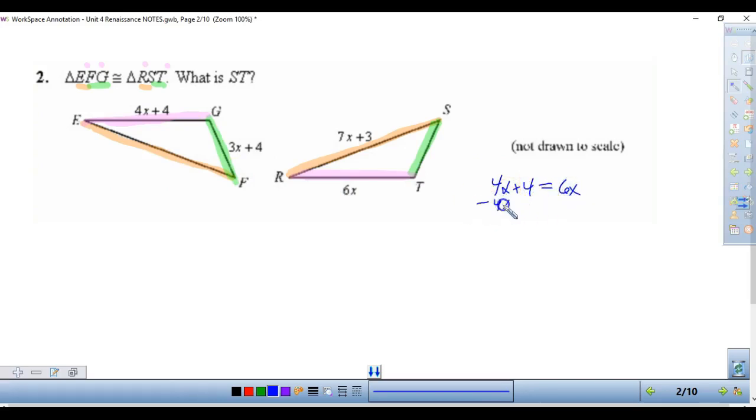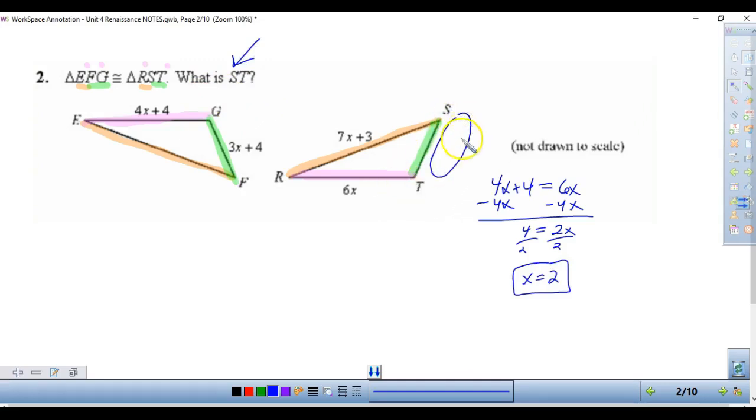So we already solved this a minute ago. So we know that x equals 2. And then we've got to look at what it wants us to answer. If it said what is x, we would have the answer. But it wants to know what is st. So I have to find st, and it's over here, but it's blank. If there was something here, I could just plug my 2 right into it, but there's not.